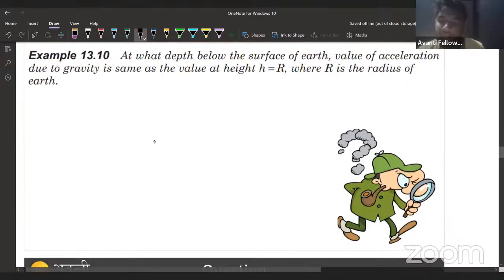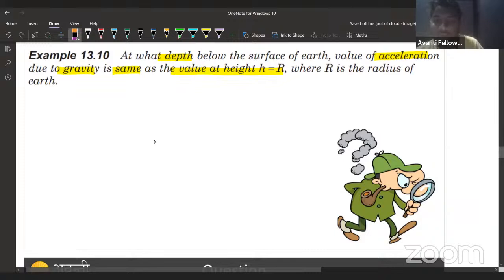I'm giving you yet again 2 minutes to solve this question. At what depth below the surface of the Earth is the value of acceleration due to gravity the same as at height h equals r, where r is the radius of the Earth? Since we are going up, the value of g dash is decreasing. Going down also it is decreasing. So at h equals r, we might have a value of g dash. So how much depth do we have to go such that we may get the same value of g dash? Let me explain it once again.